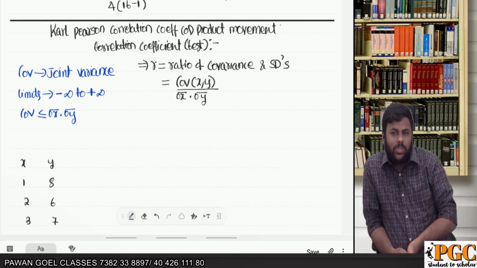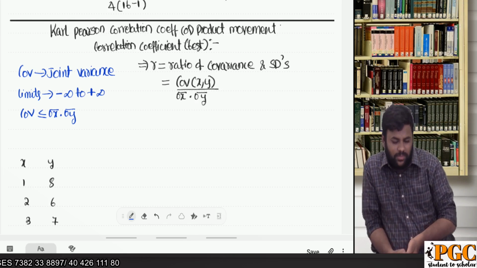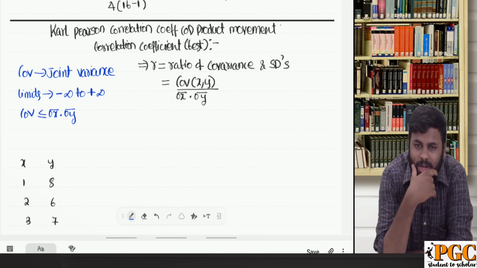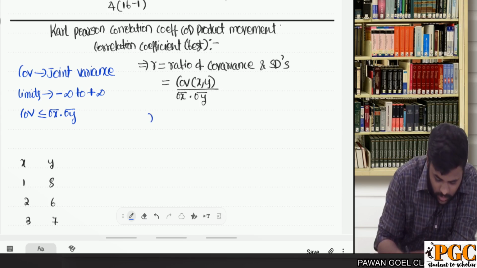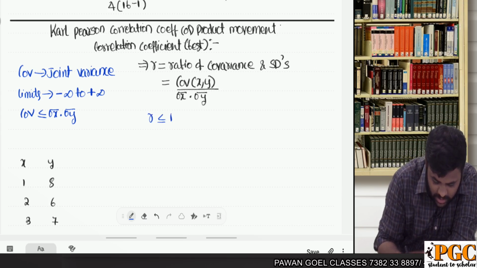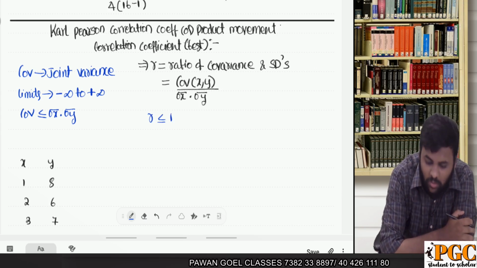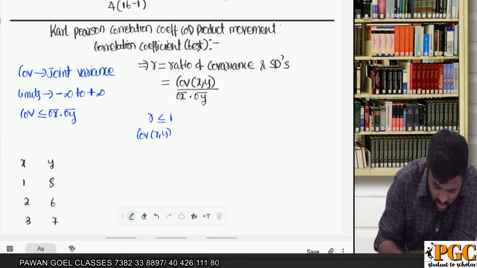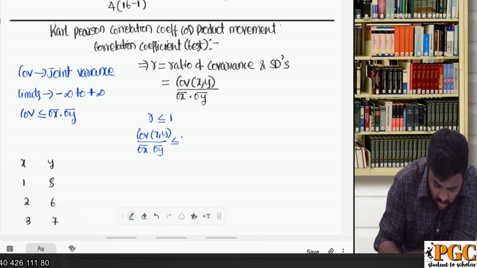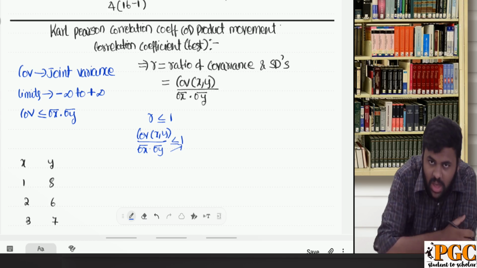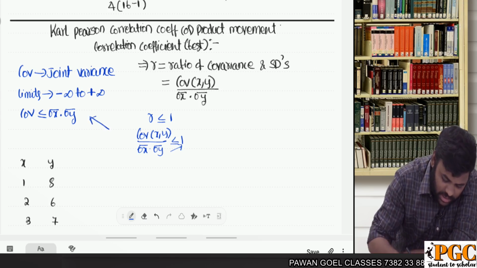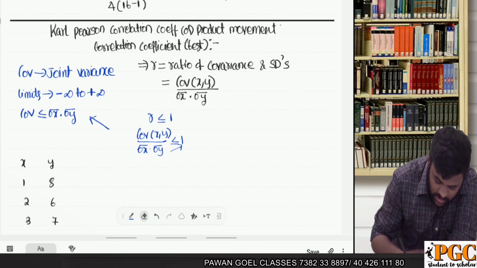R is always supposed to be less than or equal to 1, right? We know R is always supposed to be less than or equal to 1. Now what is the formula for R here? Covariance of xy divided by standard deviation of x into standard deviation of y, less than or equal to 1. We are supposed to do cross multiplication. I am going to get the same resultant. Okay. So this is an important condition.